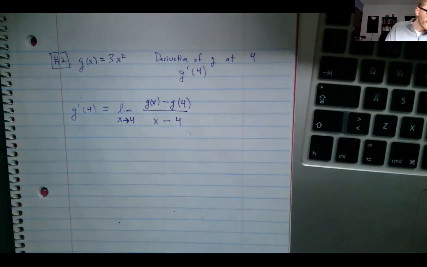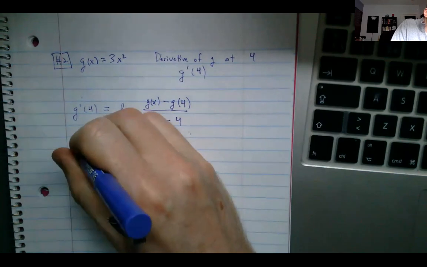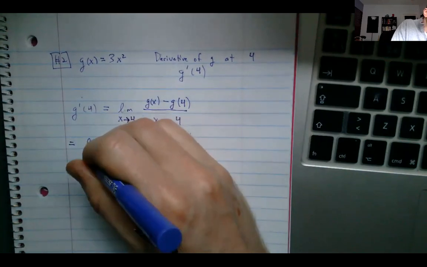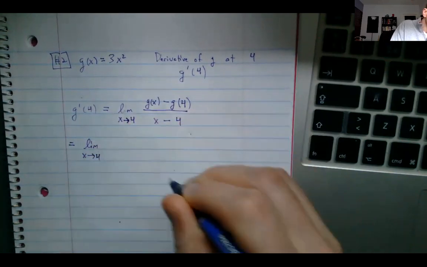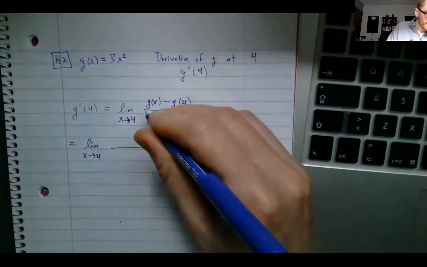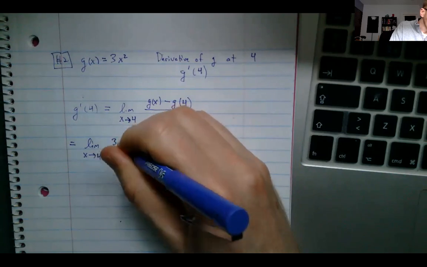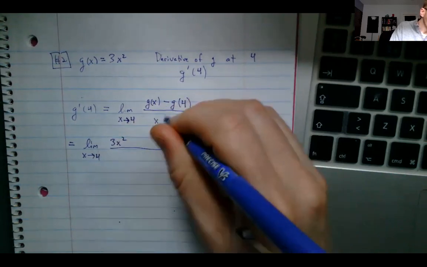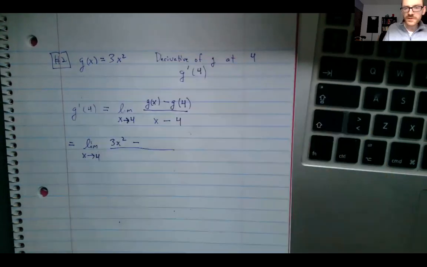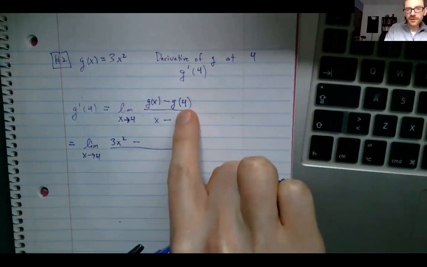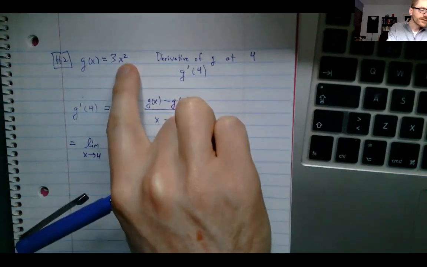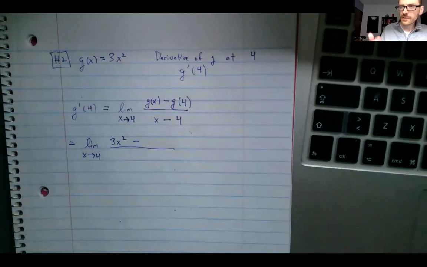So I just need to evaluate this thing. What is this? Limit as x approaches 4. Okay, so we have g of x, and what is g of x? Well, it's 3x squared, right? So 3x squared minus g of 4. Okay, well, what's g of 4? That's what you get when you plug 4 into this function. So 3 times 4 squared, square the 4, that gives you 16.